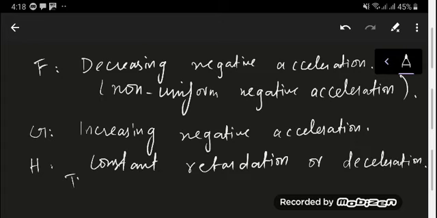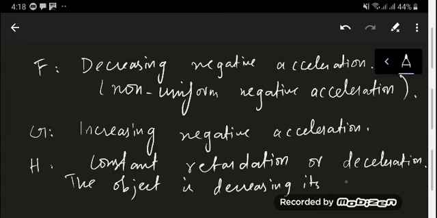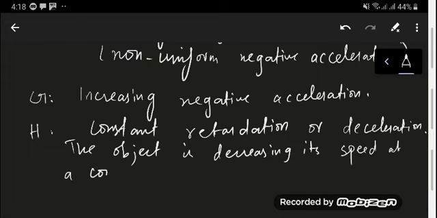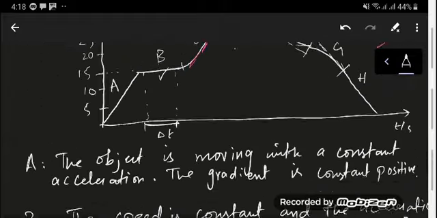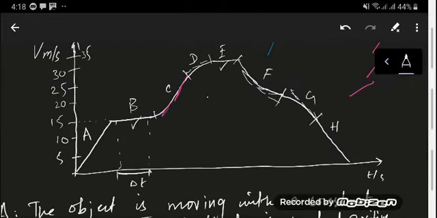The object is decreasing its speed at a constant rate. Constant rate. So these are the possible shapes that you can expect from a speed-time graph. Part A, B, C, D, E, F and G are less common. H is pretty much common. C and D are common. B and E are also common, and A is also common, right?